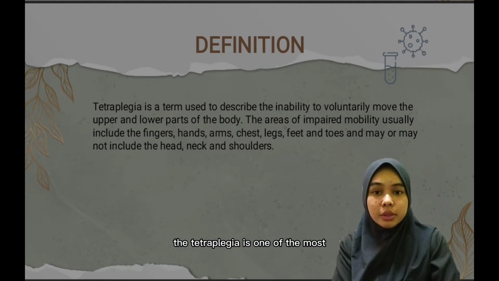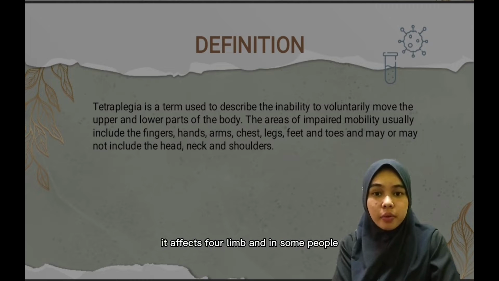Tetraplegia is one of the most severe forms of paralysis in the upper and lower body. This means that it affects both arms and both legs. This type of paralysis is typically due to damage to the spinal cord or brain. It affects all four limbs, and in some people it also affects parts of the chest, abdomen and back. There is currently no way to reverse the damage.